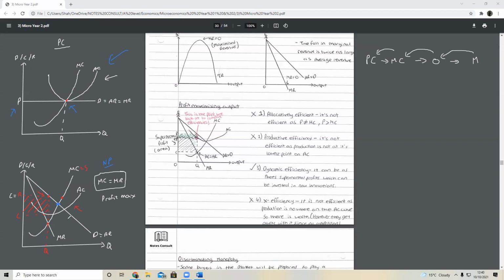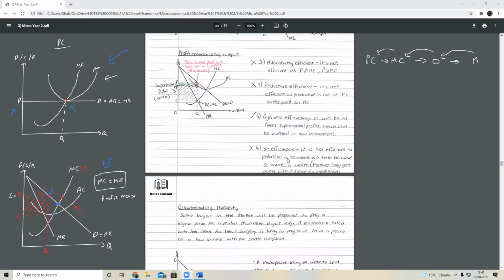Productive efficiency? No, because we're not even producing on the average cost curve, we're producing here. And productive efficiency is when we produce at the minimum point of the average cost curve. So we would have to produce here, but that's not happening. Dynamic efficiency? Yes, we explained why: the supernormal profits can be reinvested for innovative reasons and lower cost in the long run. That's all dynamic efficiency is about, lowering cost in the long run. Is it X-efficient? No, because we're not even producing on the average cost curve. We saw that, and so there's a lot of waste. However, they get away with it since there's no competition and they have monopoly power. Monopolies pretty much get away with everything.